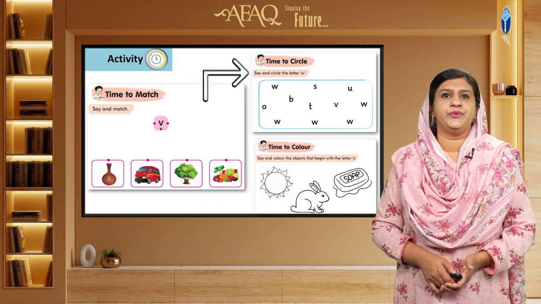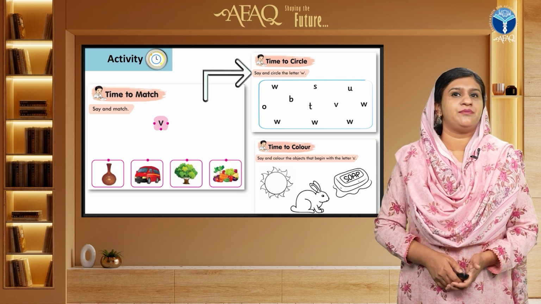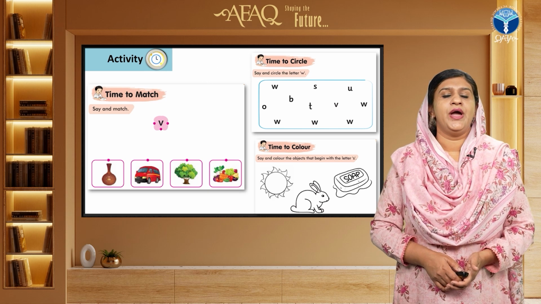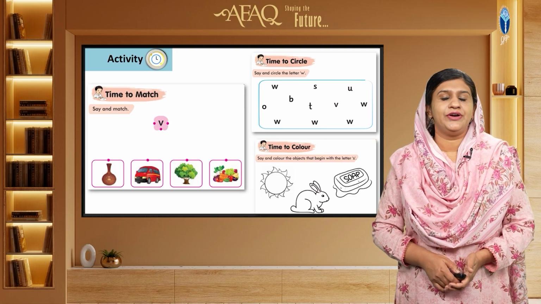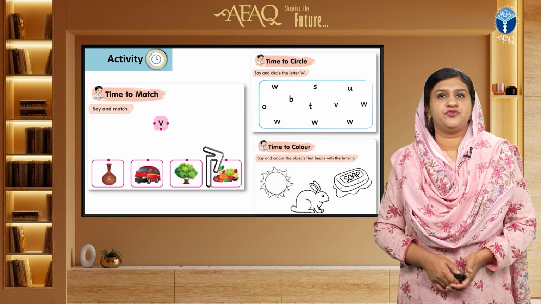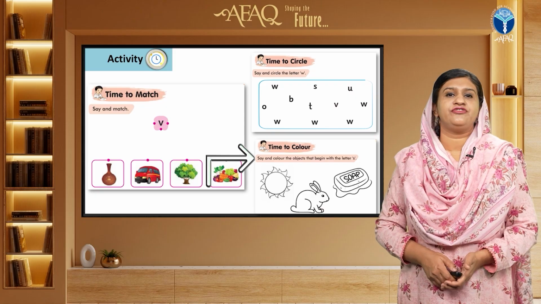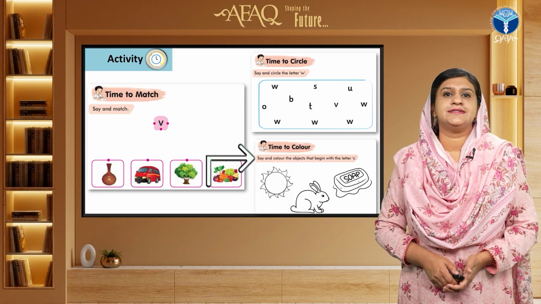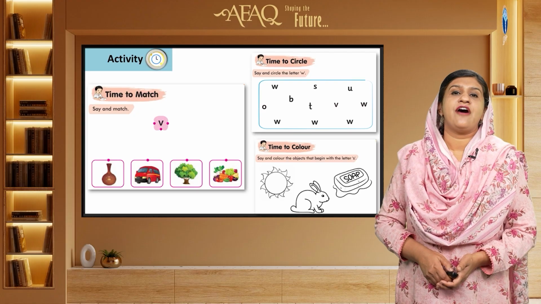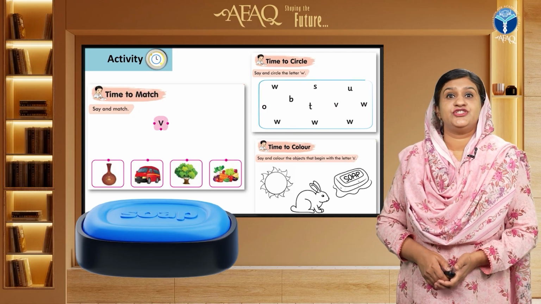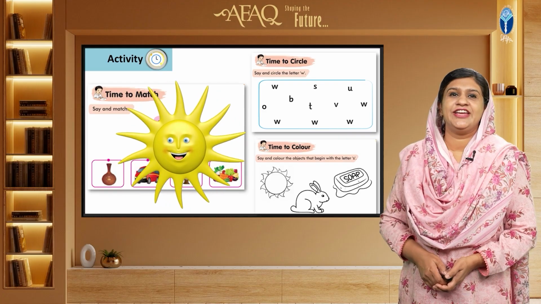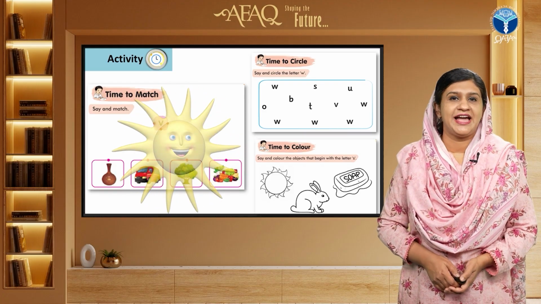The next one is circle W. We have lots of jumbled up alphabets. You just have to identify W and you have to color it. And in the next part, you have to say the name of these things and the ones which start with the letter S, you have to color those. Soap and sun. You have to color in these two pictures very nicely.